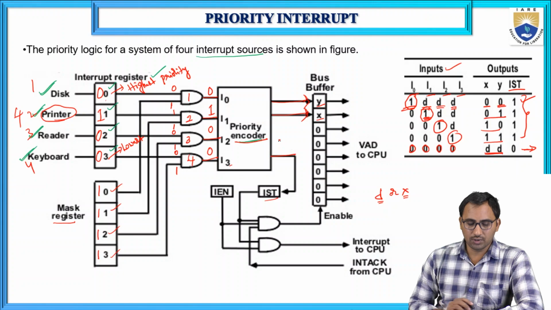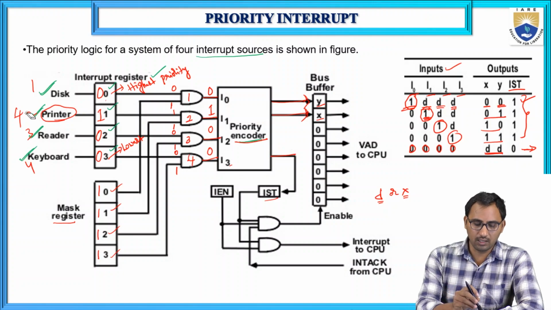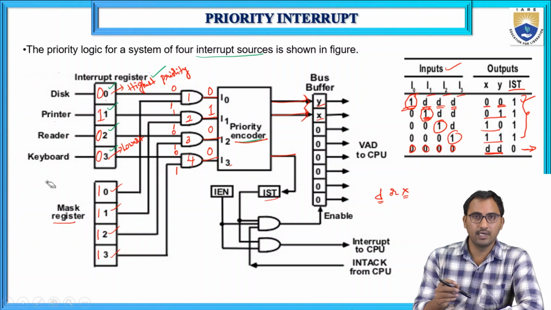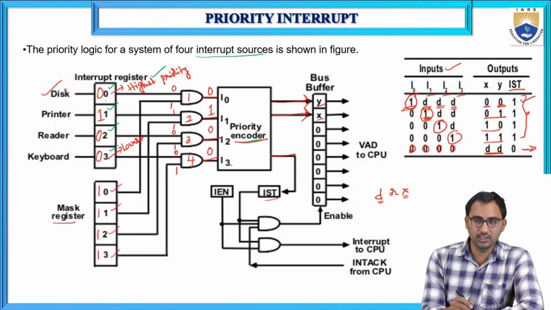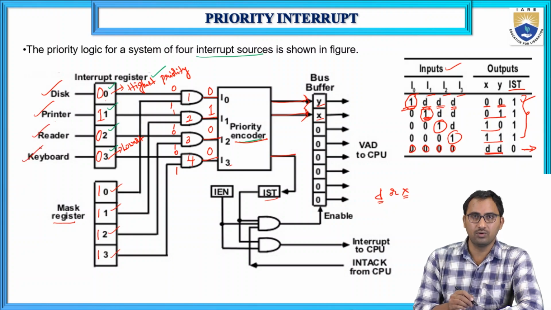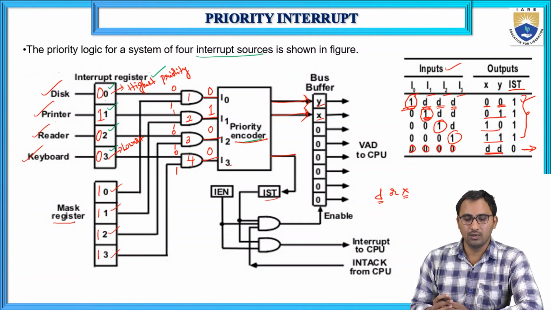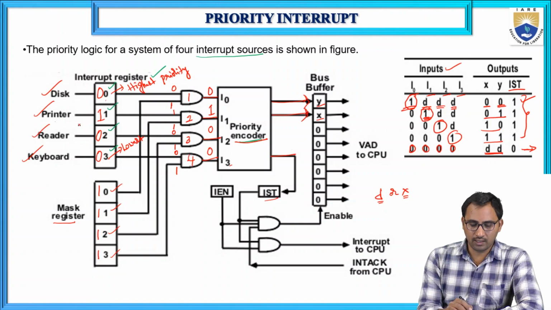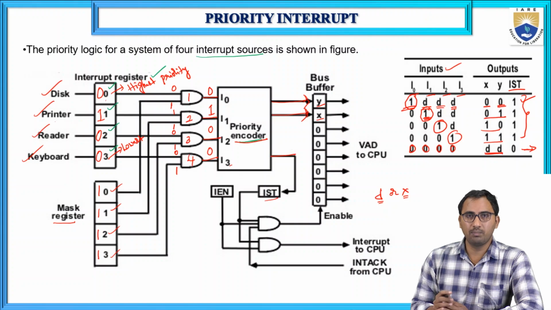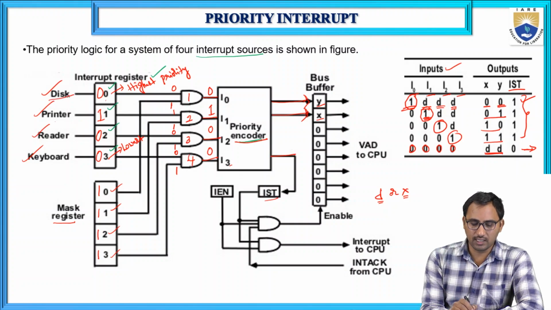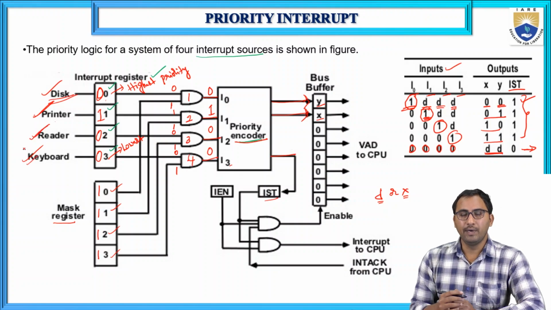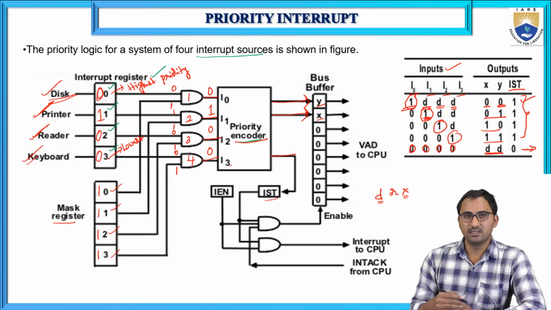Suppose all devices raised an interrupt simultaneously. Device 1 also generated, device 2, 3, and 4 also. When multiple interrupts are there, we have to check the priority first. The first device, disk, is having priority 0, and 0 means highest priority. So the first device will be serviced first. After that, the second device will be serviced, next third, next fourth. In this way, based on the priority, all the devices will be serviced by the CPU.